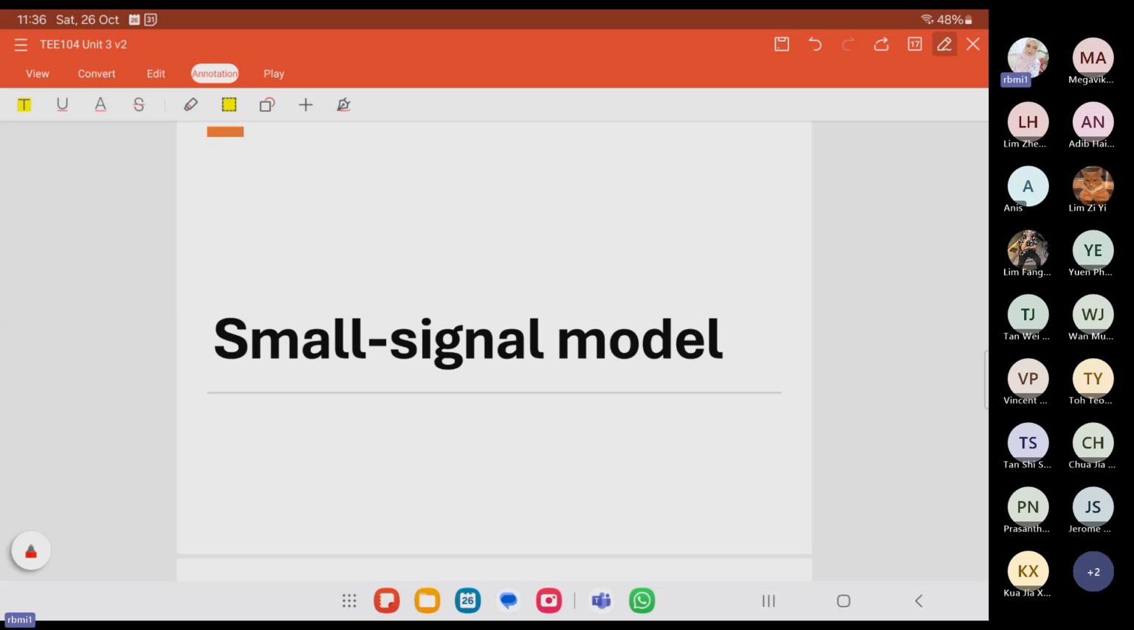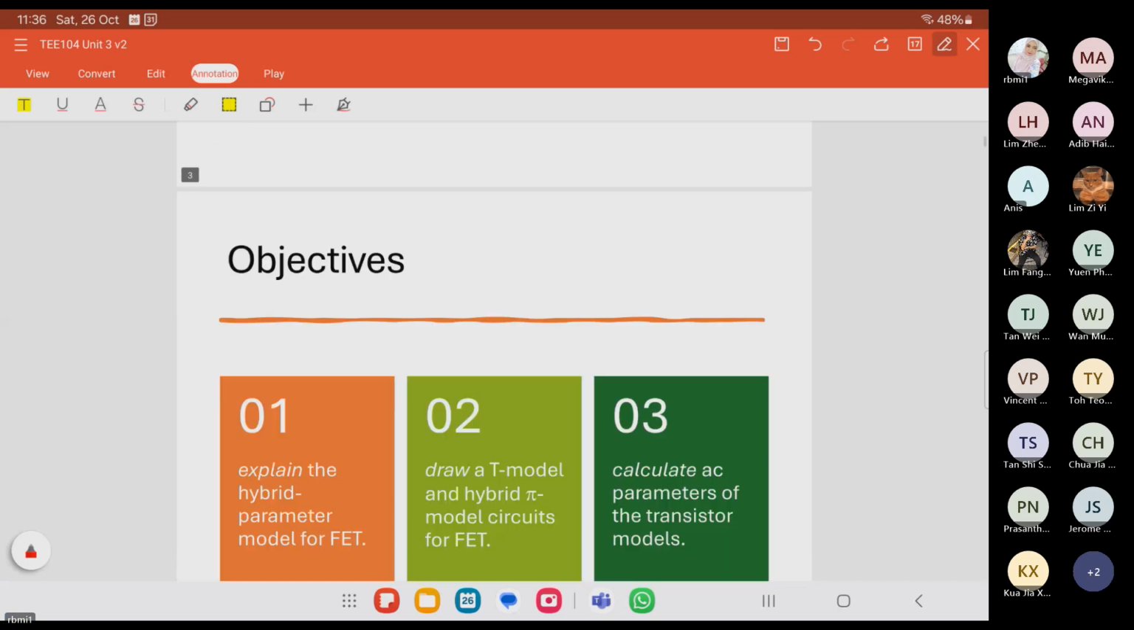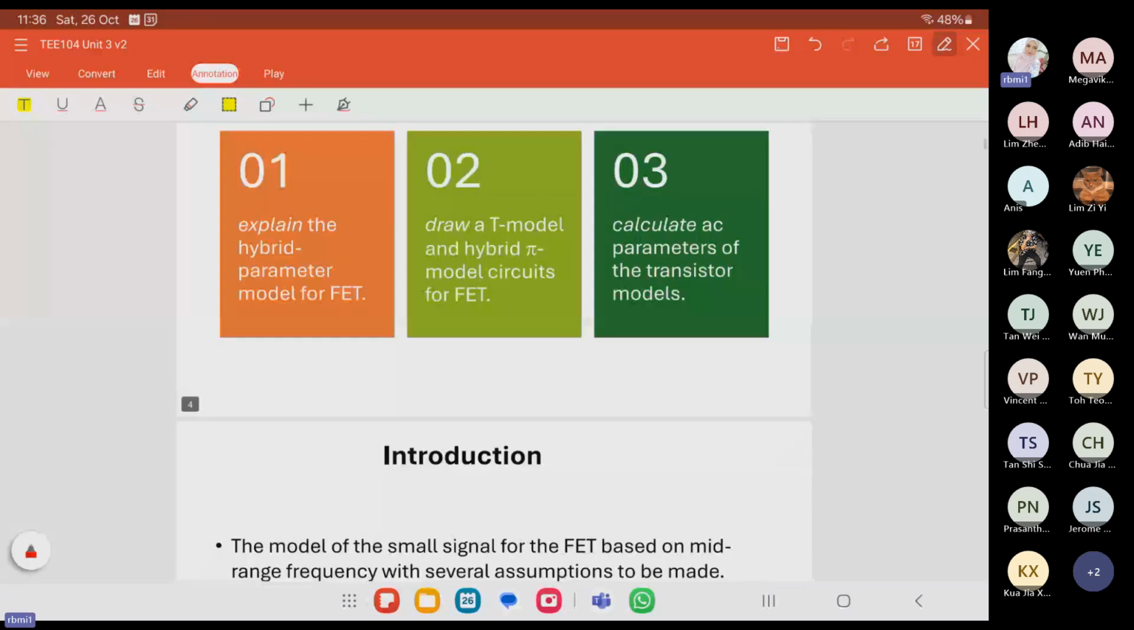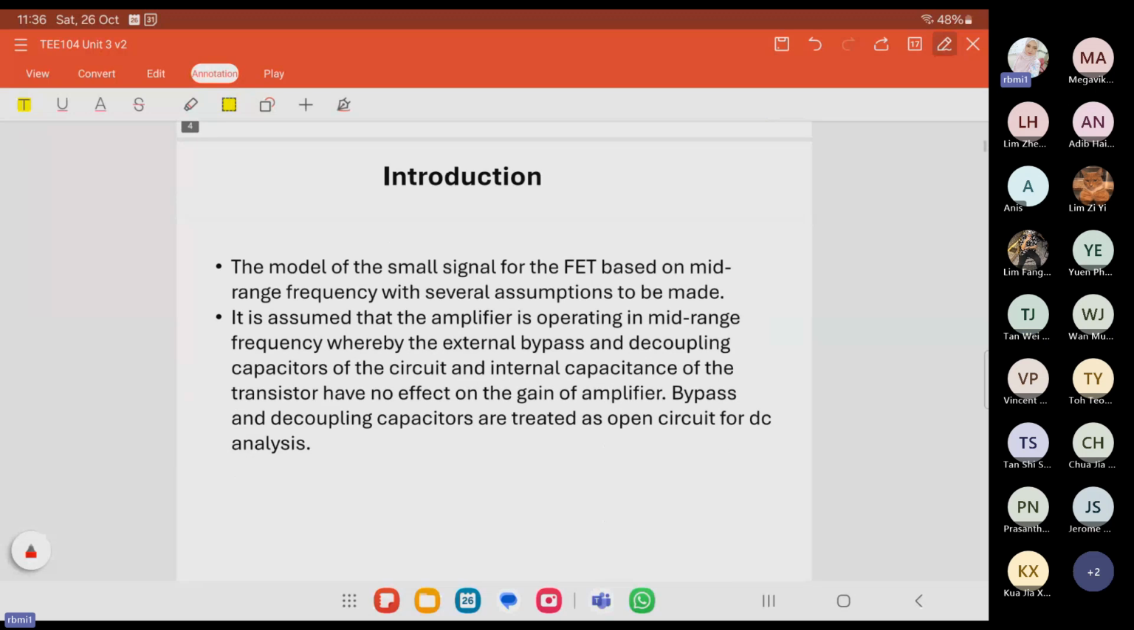Okay, so what is actually small signal analysis? Okay, small signal model is for small signal analysis. We carry out a non-linear element. The transistor is actually a non-linear element. It is either BJT, FET, or the MOSFET. And then we want to replace it with the linear element. Linear element is the RLC, resistor, inductor, or the capacitor. All right, this is the objective for the first subtopic.